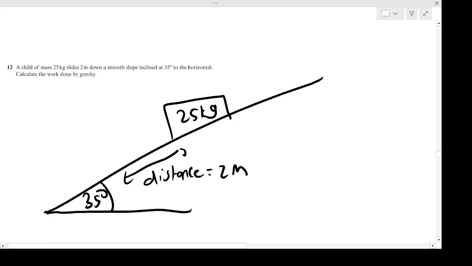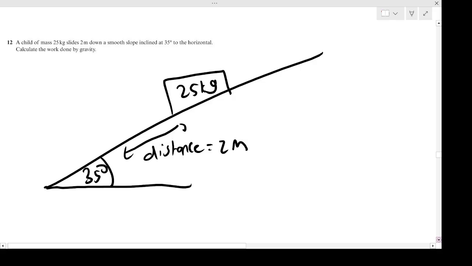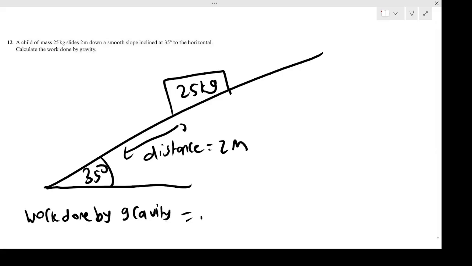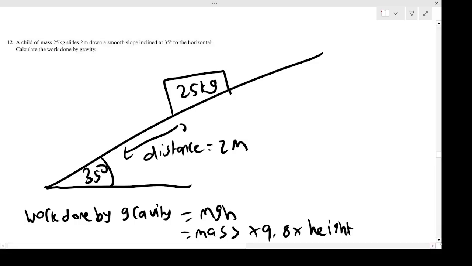Now, we don't actually need to add any forces on here because we want the work done by gravity. As we've seen previously, work by gravity is this formula, mgh: the mass times g, which is 9.8, times the height. We know the mass is 25.